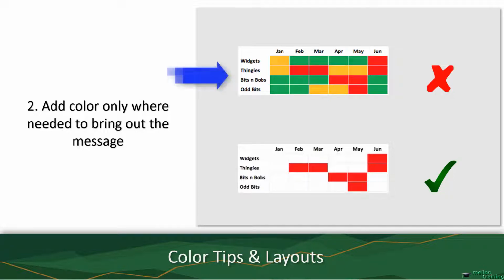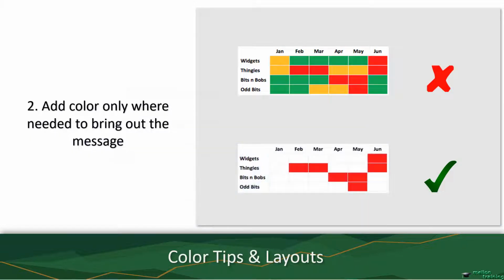Here are the stats for various projects showing whether they have fallen behind schedule at any point from January through June. Too much color. Once we decide that the purpose of this status is to highlight projects which are falling behind schedule, we can add color to highlight just this. This second table is much easier for our eyes and our brains to process.